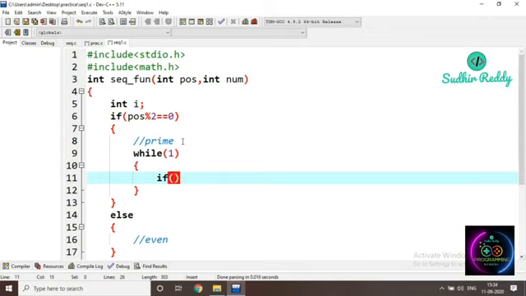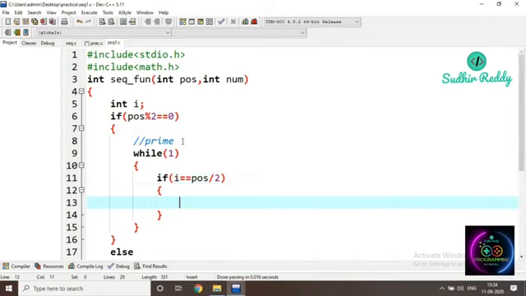But if the position is 10, I am going to calculate here, 11 is at the 10th position, but this is the 5th position in the prime number series. That means if the value is 10, I am going to find only the 5th prime number. That's why I am writing if i is equal to position by 2. That is enough. We are going to find only the prime numbers. There is no need to find the even numbers.